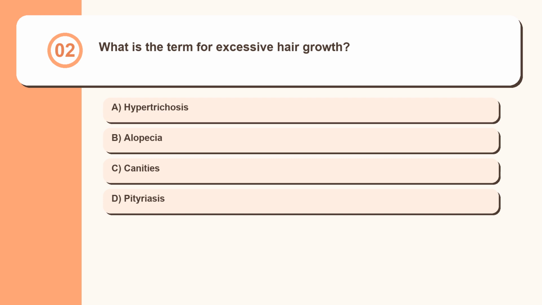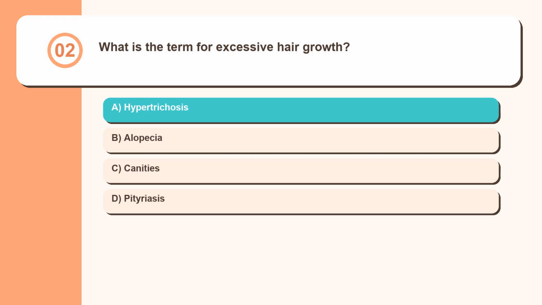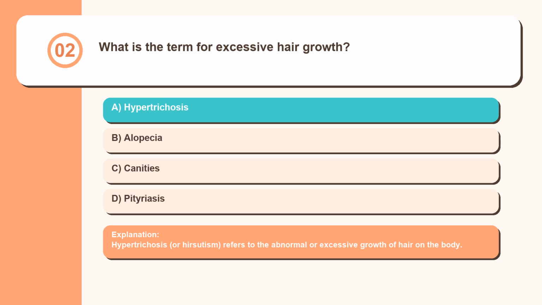Question 2. What is the term for excessive hair growth? Hypertrichosis, alopecia, candidiasis, pityriasis. Hypertrichosis, or hirsutism, refers to the abnormal or excessive growth of hair on the body.